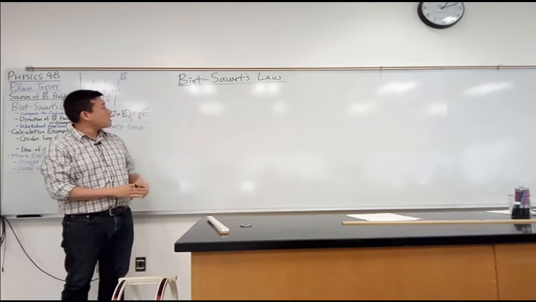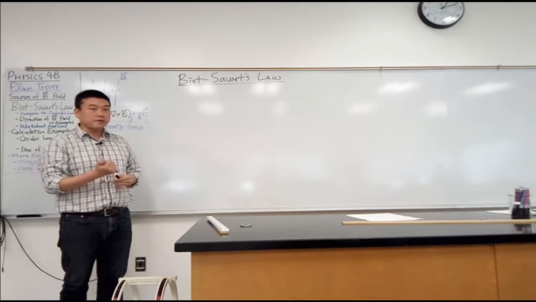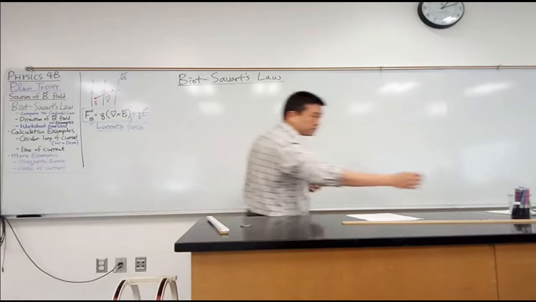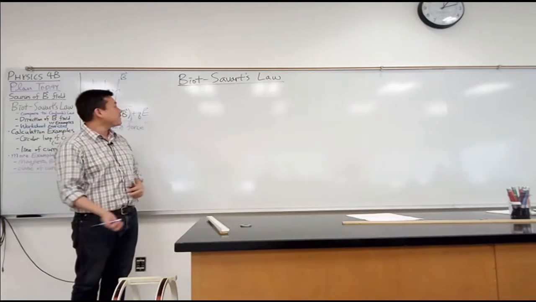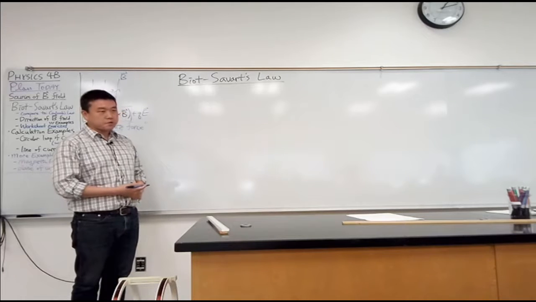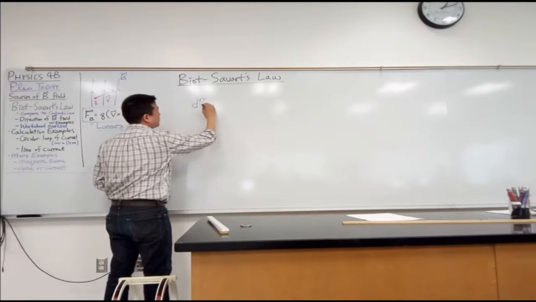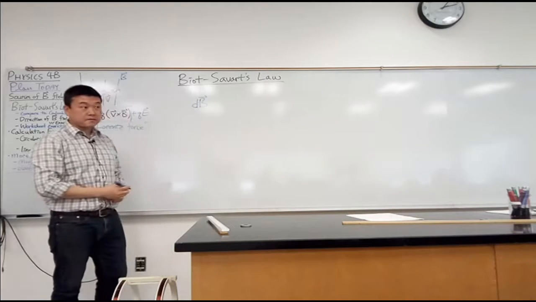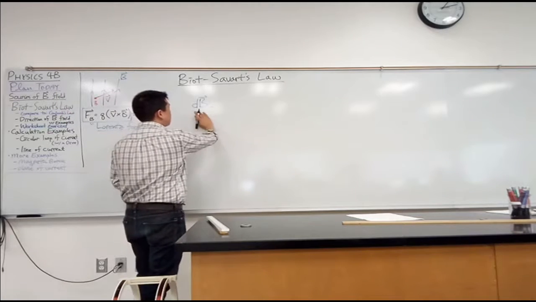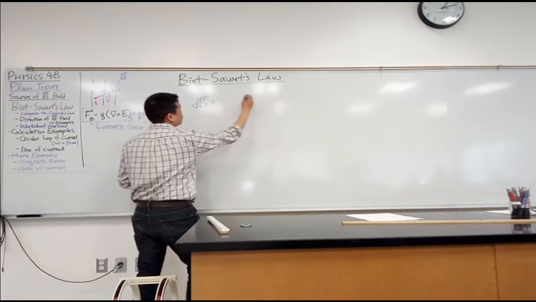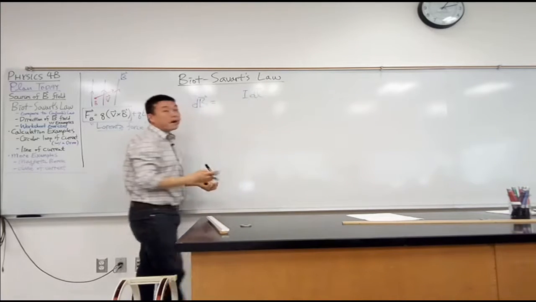So Biot-Savart's law, let me write down the form, and we'll go over each part of it in a little bit more detail. But let me first write it down so that you're not looking at a blank whiteboard as I'm talking. It gives you a small contribution to the magnetic field at a given point in space due to a small section of current carrying wire.